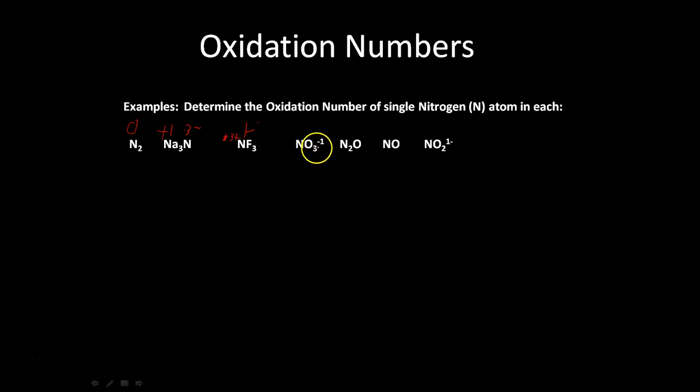For this compound, oxygen generally has a 2 minus charge, but there are 3 of them, so 2 minus times 3 would be overall -6. I'm going to write it like this, -6, but this nitrogen has to balance it out. So -6 plus x is equal to -1. That's the charge on the species. If we solve this simple algebra problem, we see that x has to be a +5. So +5 there.